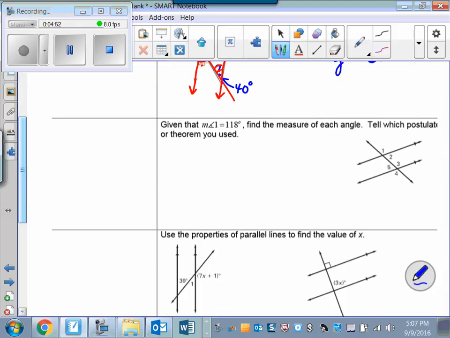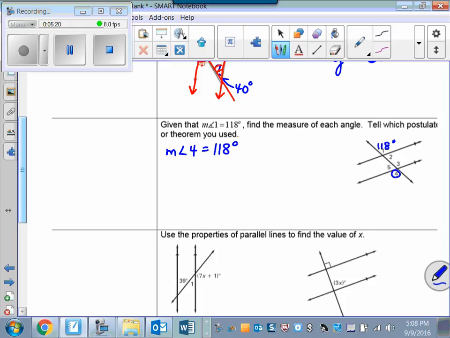Given that the measure of angle 1 is 118 degrees, going to fill that in there. Find the measures of each angle. Tell which postulate or theorem you used. Okay, well, let's look. Angle 1, that's going to be an exterior angle. So let's take angle 4 with angle 1. We know that's the alternate exterior angle that goes with the pair. So I know the measure of angle 4 is 118 degrees.